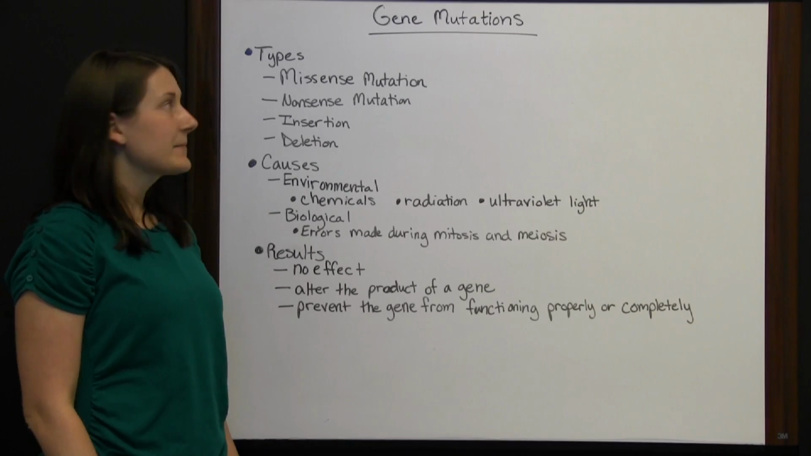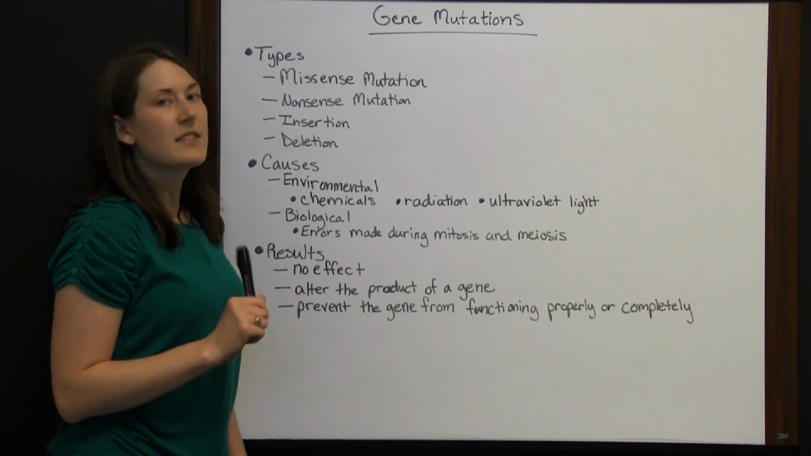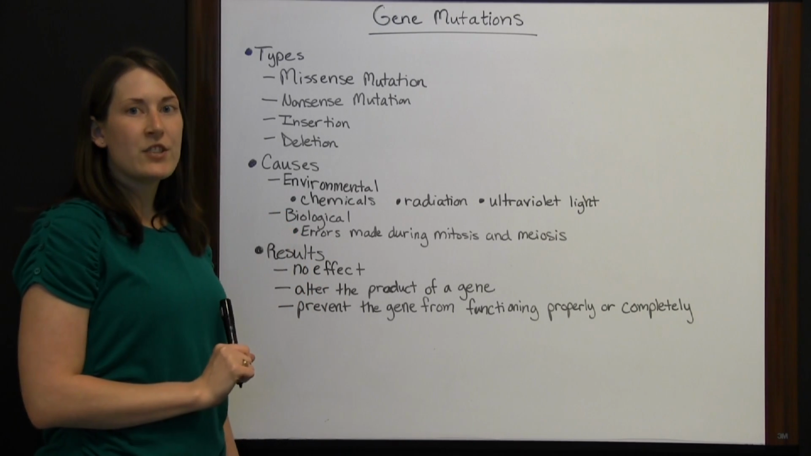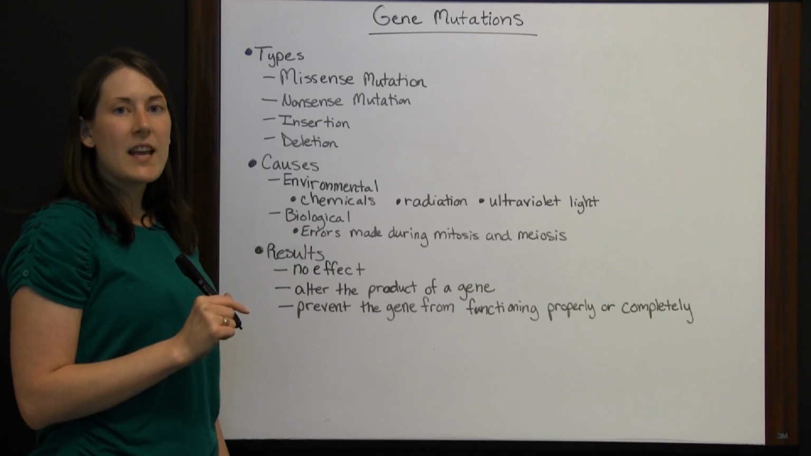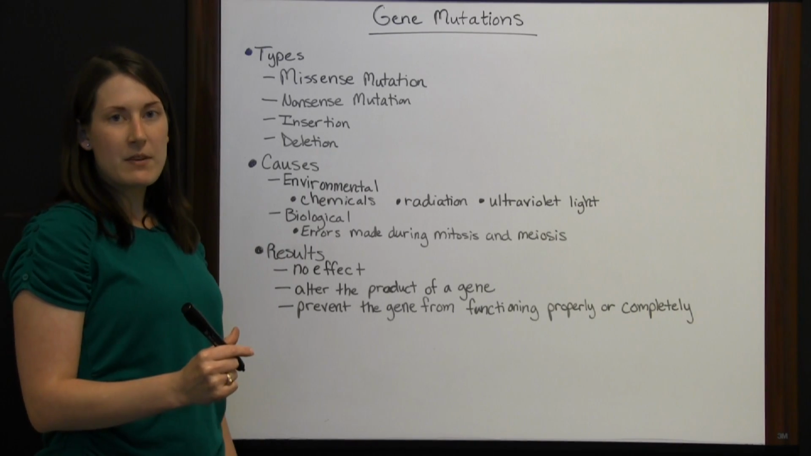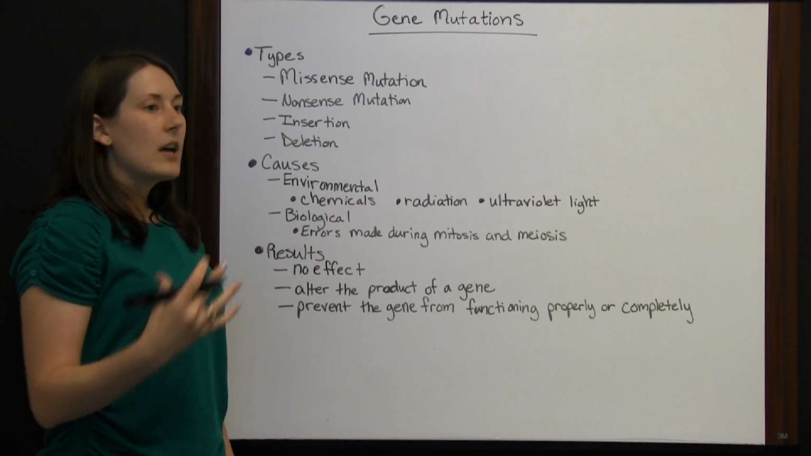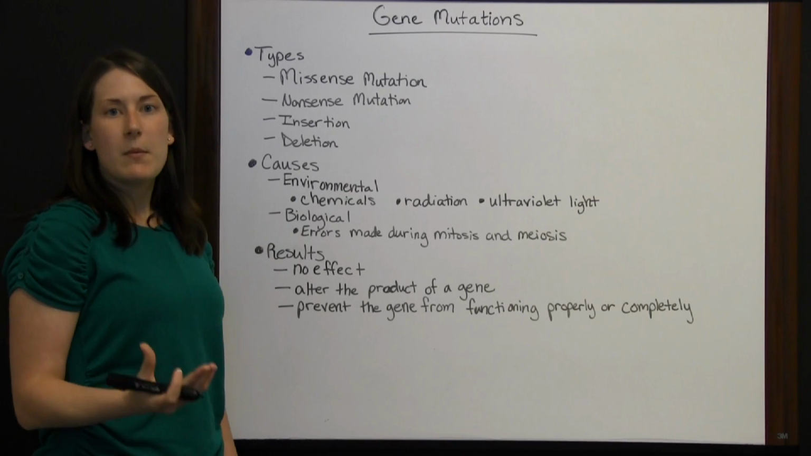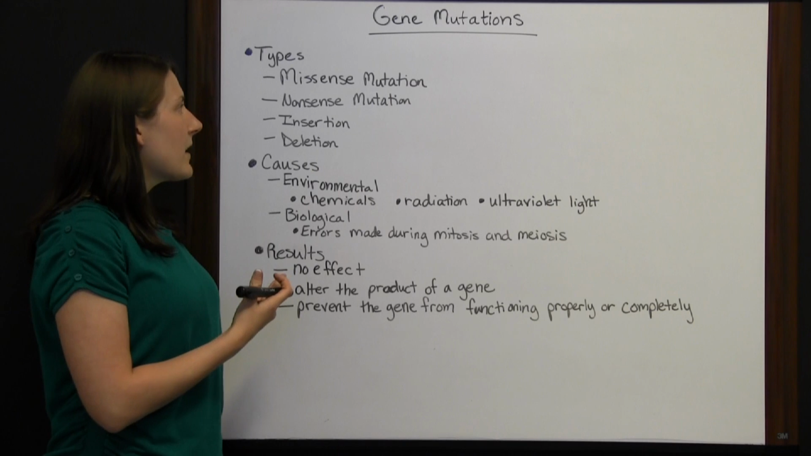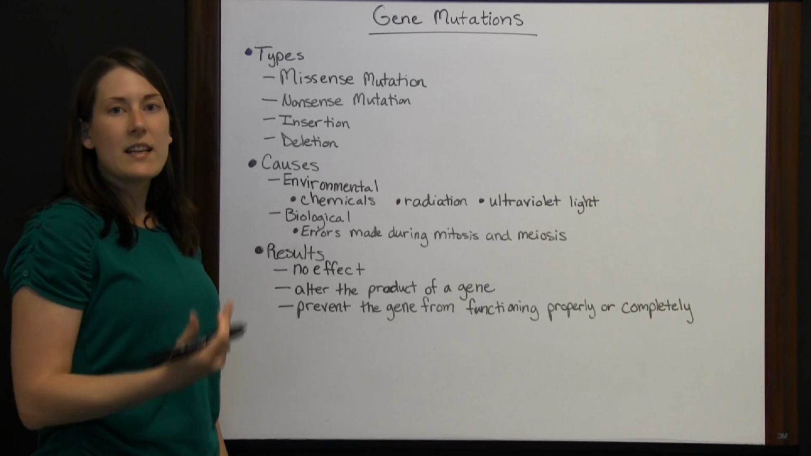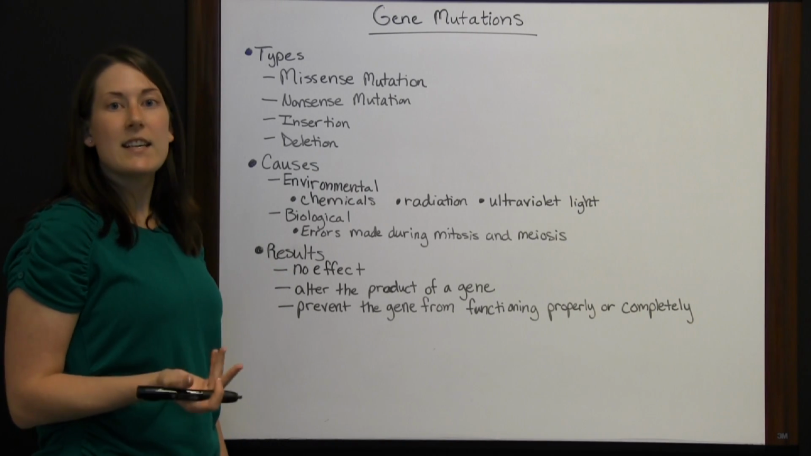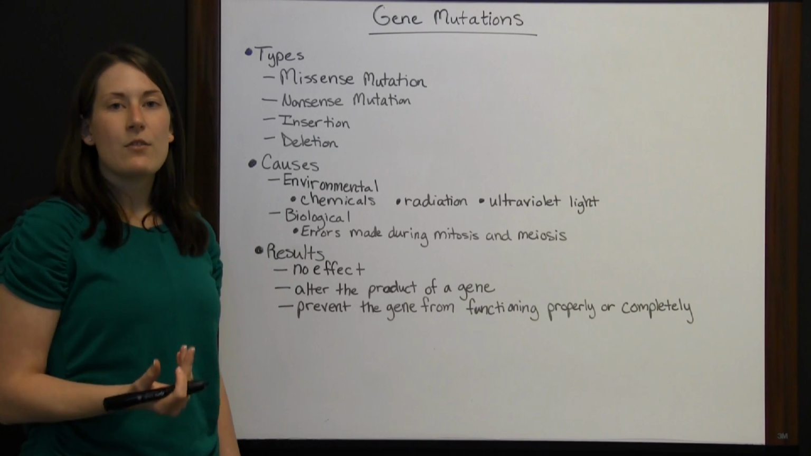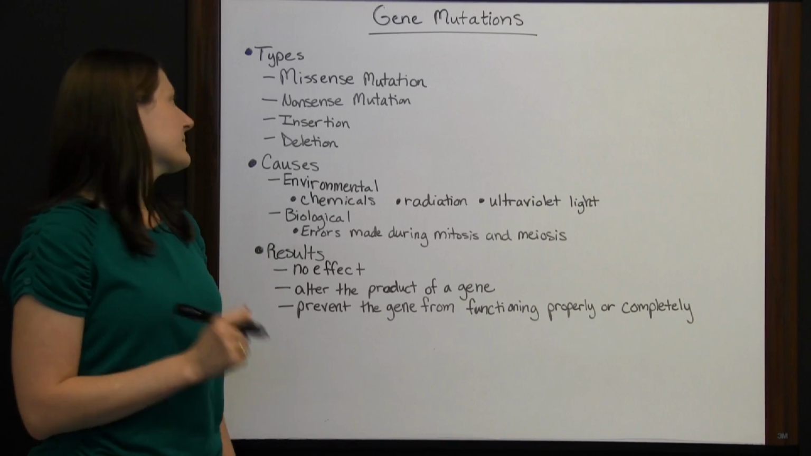Gene mutations. Gene mutations have several different types. So one would be a missense mutation, which is where one segment of DNA is substituted for another segment of DNA, which tells the gene to make a certain amino acid. And if it's a missense mutation, then it's telling it to make the wrong amino acid. It did code for an amino acid, but the wrong one. And so this could mess up the chain.